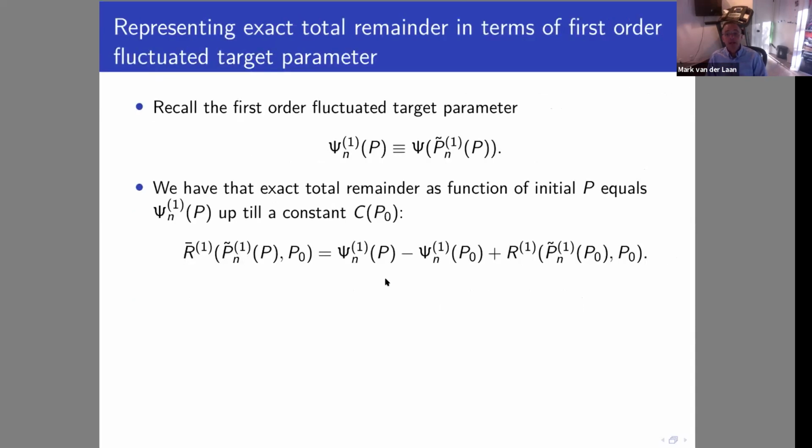Then comes that when you work it out, you can actually show that this exact total remainder can be written as exactly this fluctuated target parameter, psi n1 P minus psi n1 P0, plus something which doesn't depend on P. This is a perfect remainder using as initial P0 for the TMLE relative to P0. It has nothing to do with the initial. So what you see, when you want to minimize the exact total remainder, it's all about this fluctuated target parameter approximating its target estimate, psi n1 P0. So now you see why it's a good idea to make this as close as possible to that. So essentially choose P to minimize this difference. And that's precisely what TMLE does.